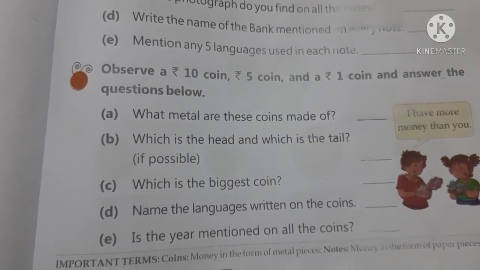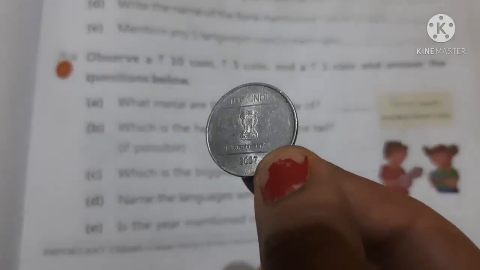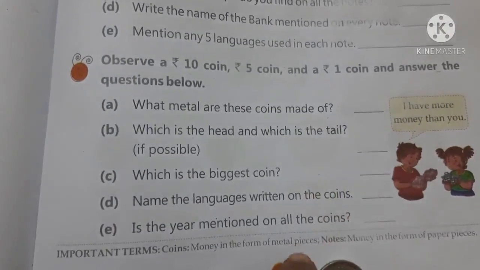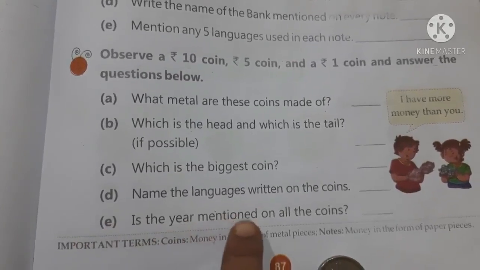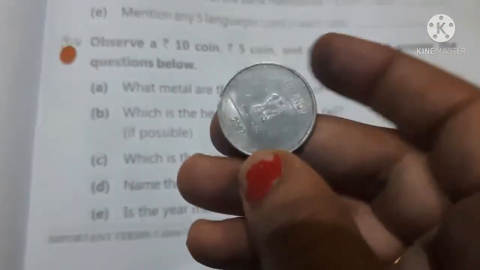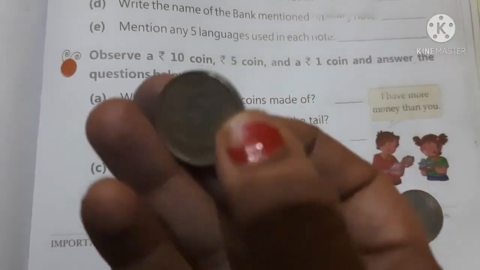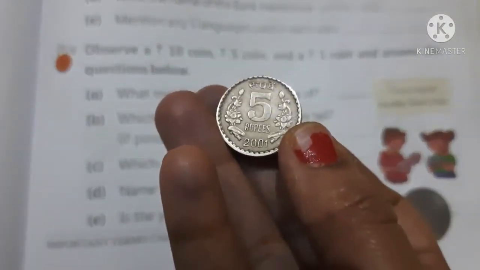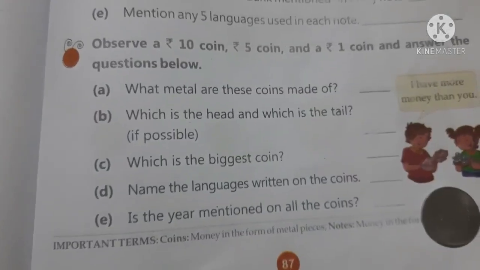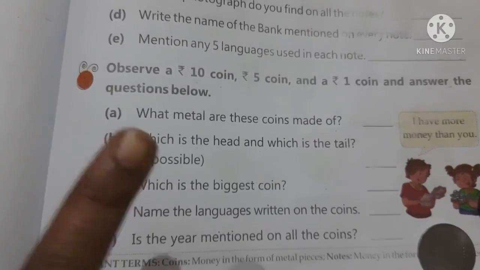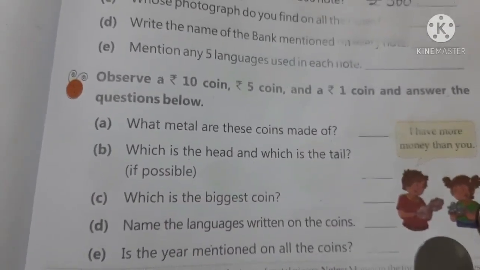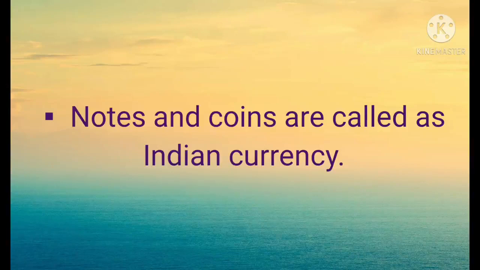Name the language written on the coins. Observe the coin. It is written in Hindi and English. Now, is the year mentioned on all the coins? Just check. Here, the year mentioned is 2007. And for 5 rupees coin, it is mentioned as 2001. In the same way, you have to observe 10 rupees, 5 rupees and 1 rupee coin and complete this question. Notes and coins are called Indian currency.